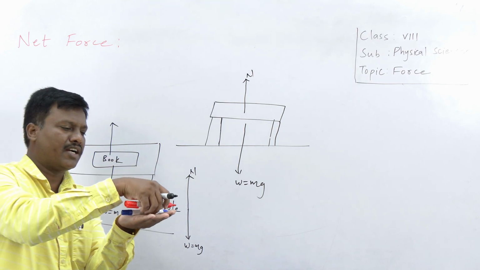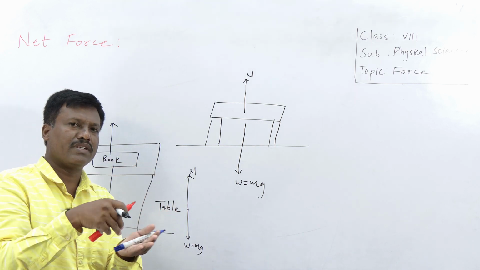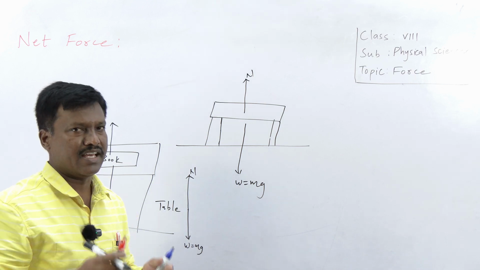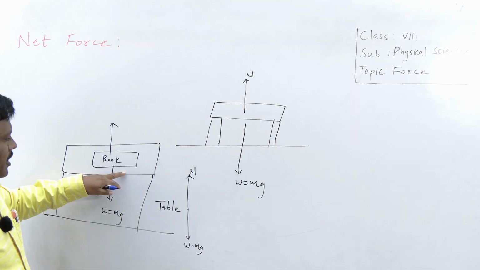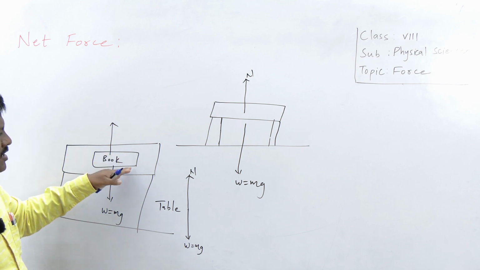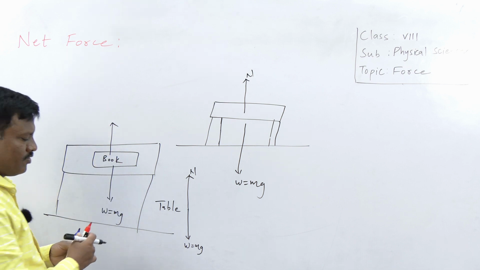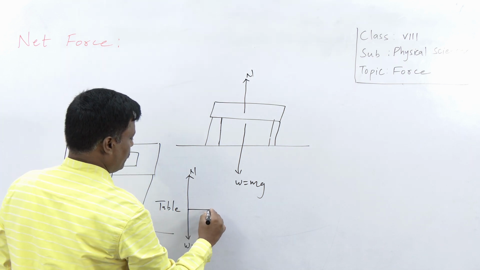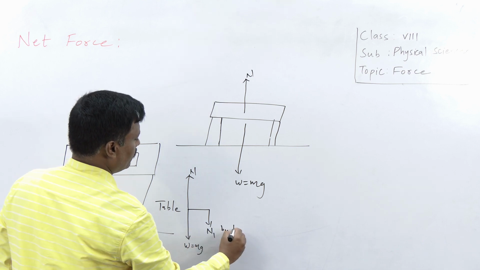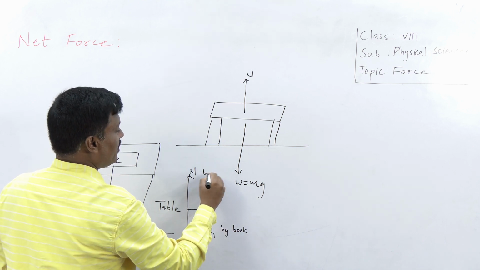In yesterday's video we discussed normal force. Whenever two bodies are in contact, compulsorily there exists a force between the two bodies. The two bodies exert force on each other in opposite directions. Here the table exerts force on the book in the upward direction, and the book exerts force on the table in the downward direction. So another force also acts on this table, that is the normal force by the book, and here the normal force by the floor.